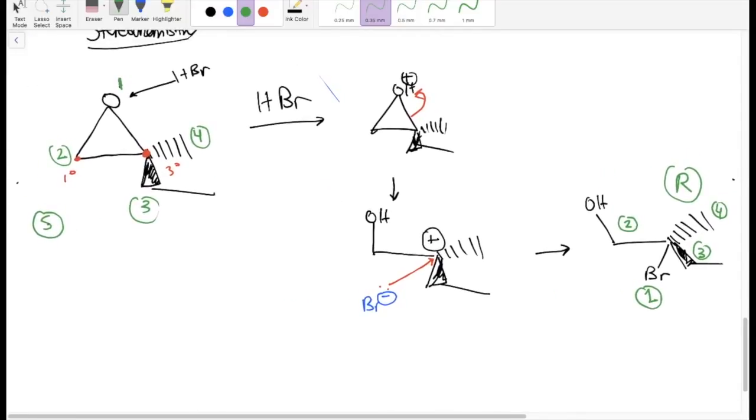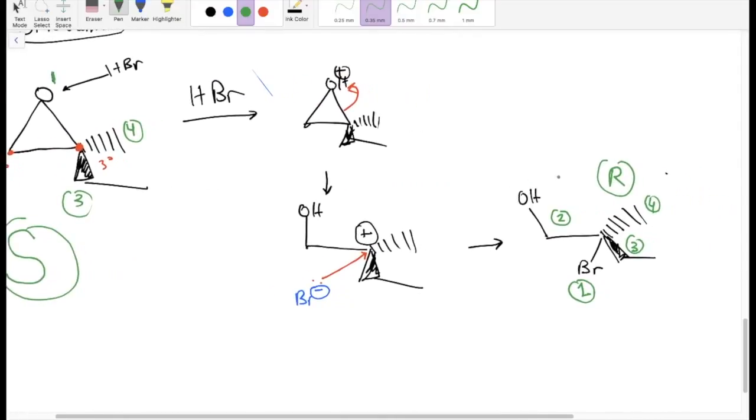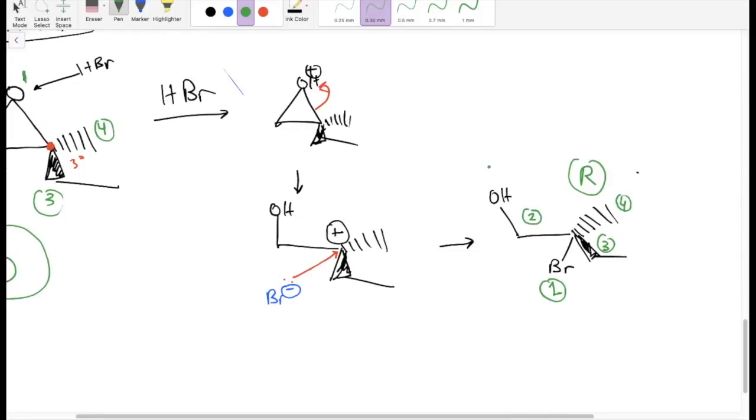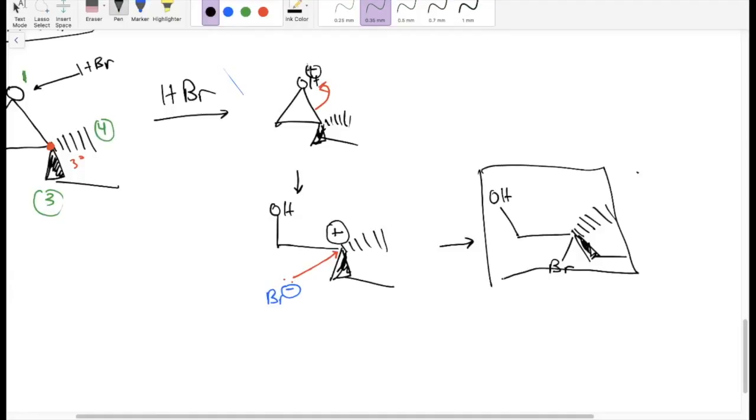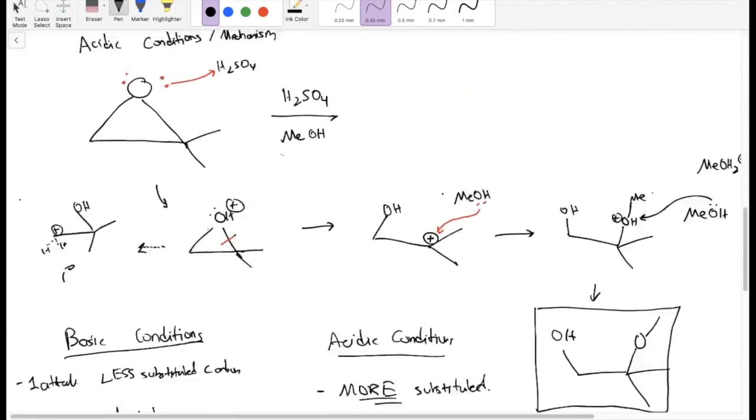Notice how this was an S configuration. That looks like a 5, but that should be an S. That's way too coincidental. Let's draw a nice loopy S. That's an S configuration. This is an R configuration. We see that we inverted the stereochemistry. This is the correct structure right here. Okay? And we followed all the rules. We attacked the more substituted carbon. This was a good reaction for the acidic condition. Okay, that should be it for now. Thanks for watching, guys.